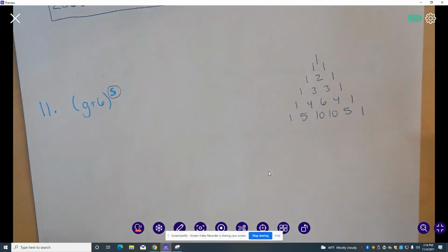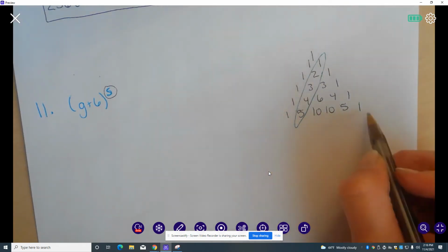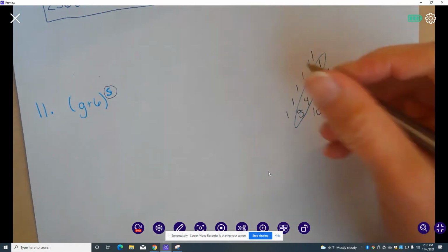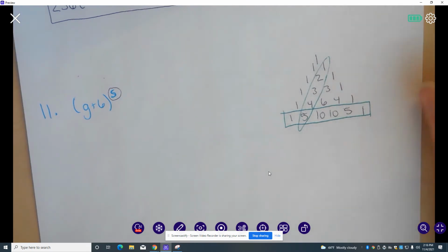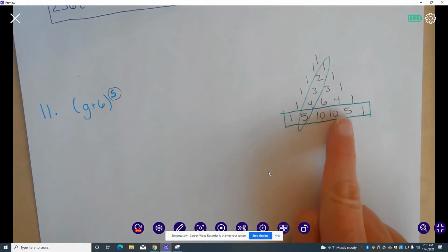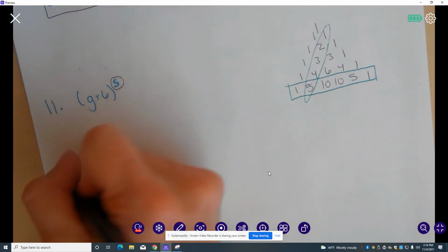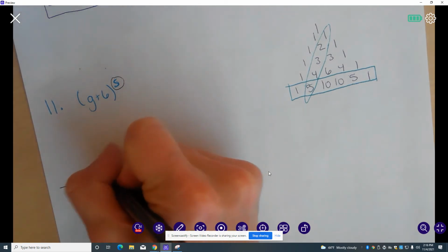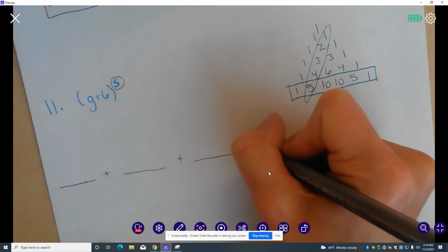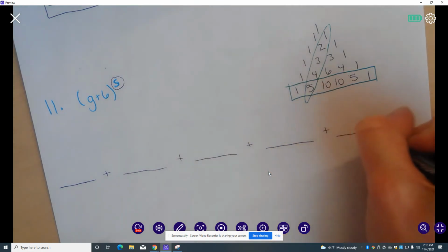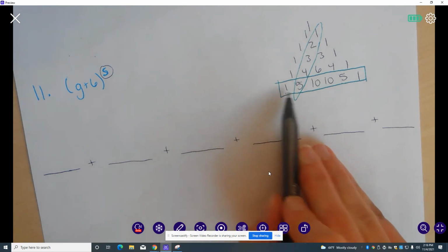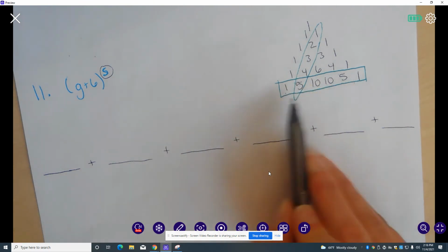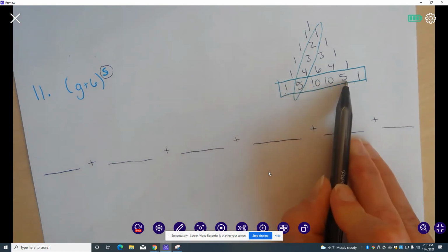Right? So if I'm looking at these numbers here, I can see that I'm going to be using this row here. It's actually the 6th row down, right? I want to use this row this time. Okay, and I'm going to need 1, 2, 3, 4, 5, 6 blanks. Okay, so I'm going to write that out. Okay. And again, I'm going to start with these numbers as my coefficients. So 1, 5, 10, 10, 5, and 1.